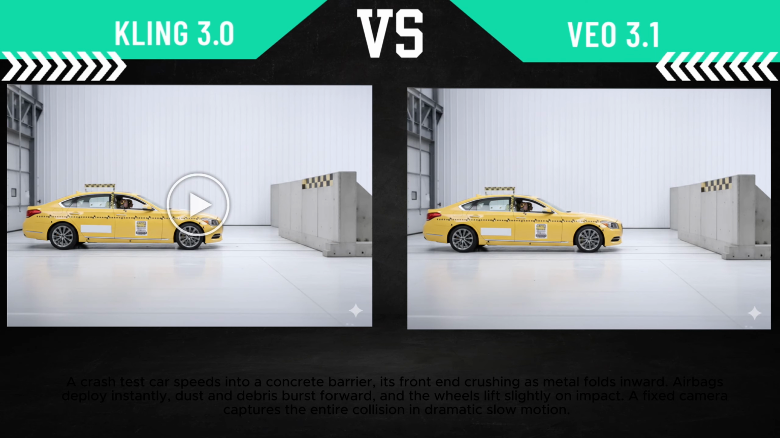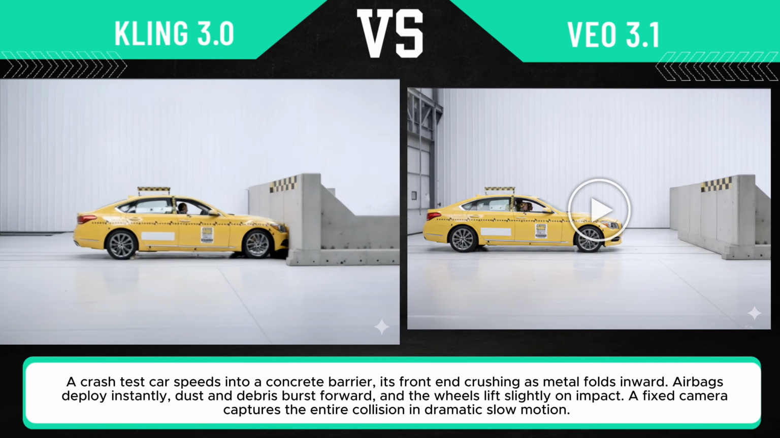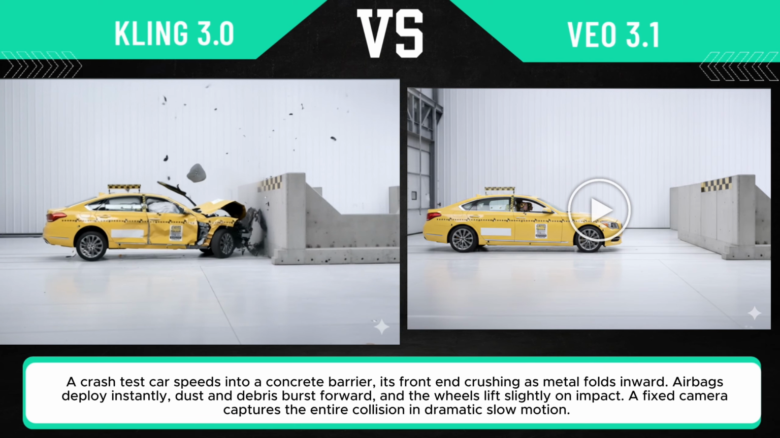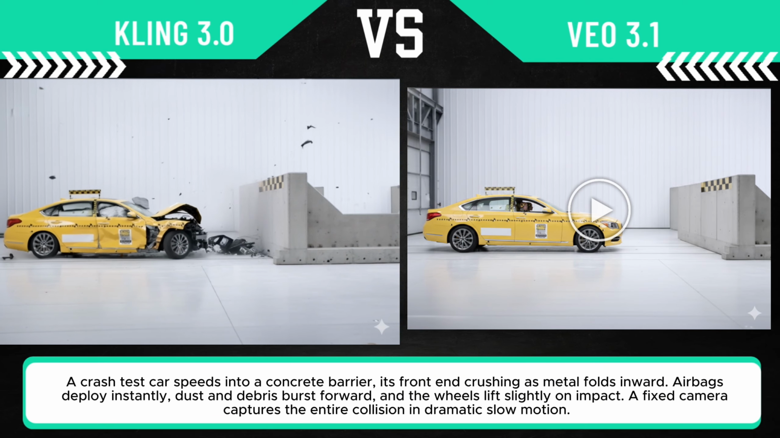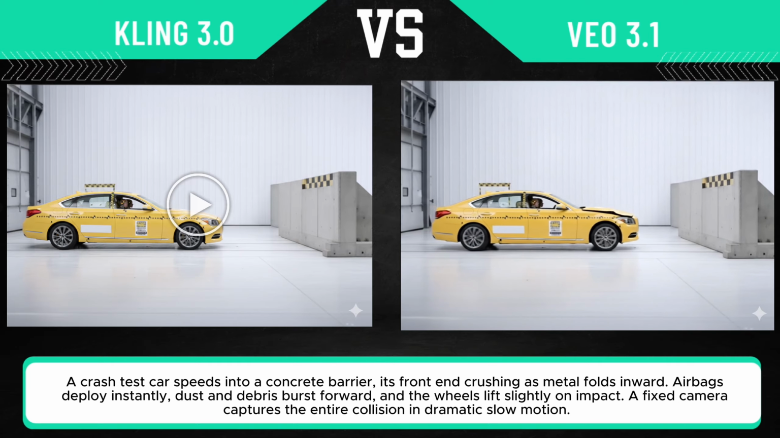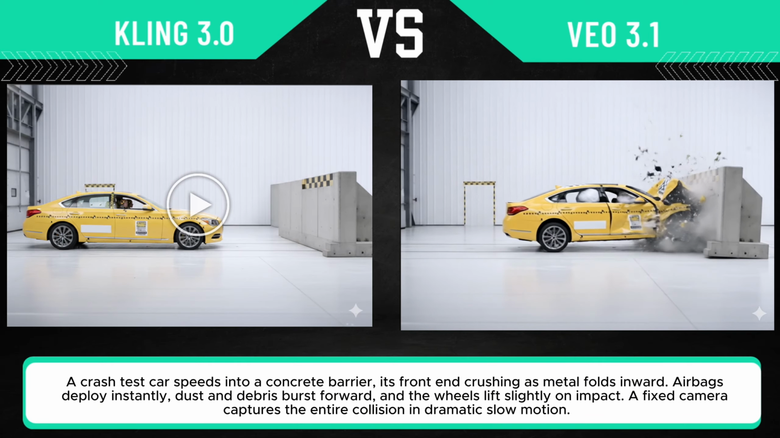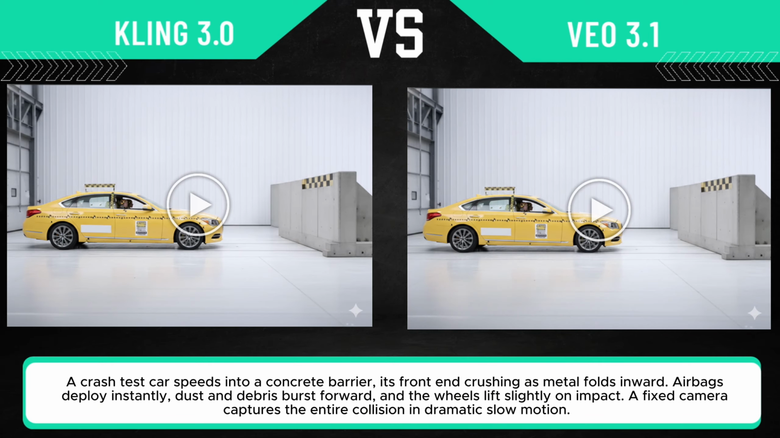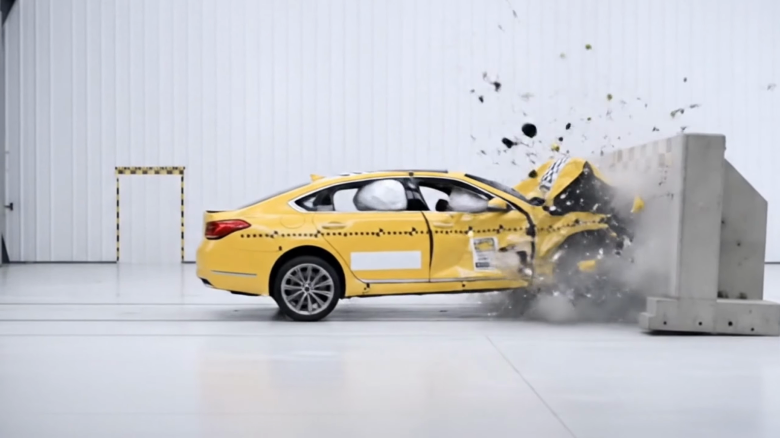Test 3, car crash. Now this is where things got interesting. A car crash video needs to look physically accurate. The way the car crumples, the airbags, the damage. This is a tough test for any AI tool because there are a lot of moving parts happening at once.